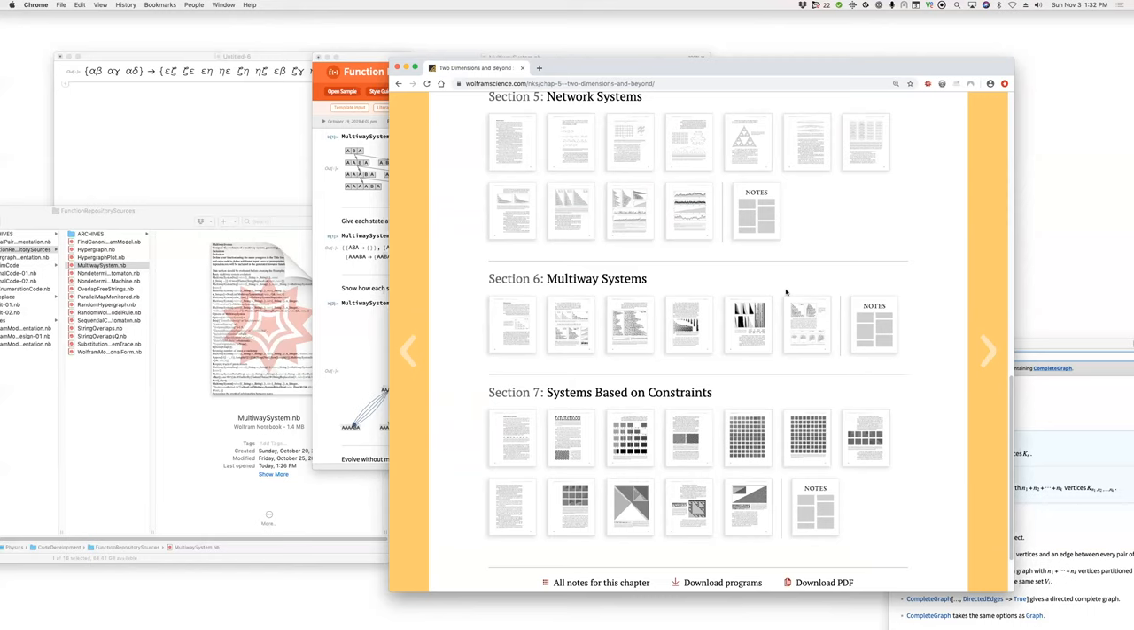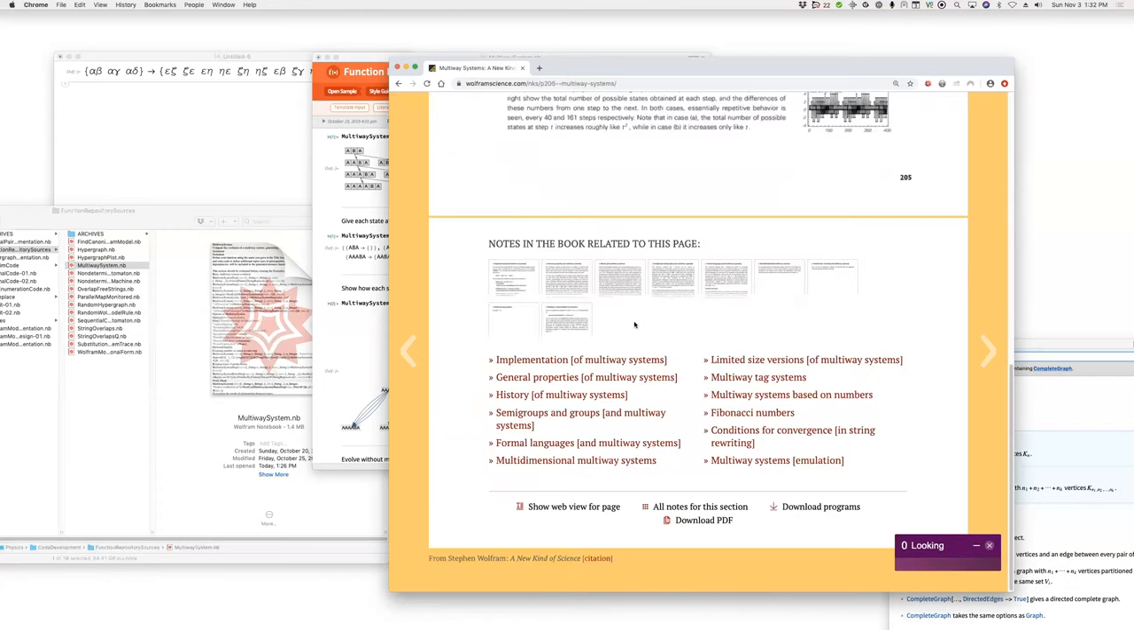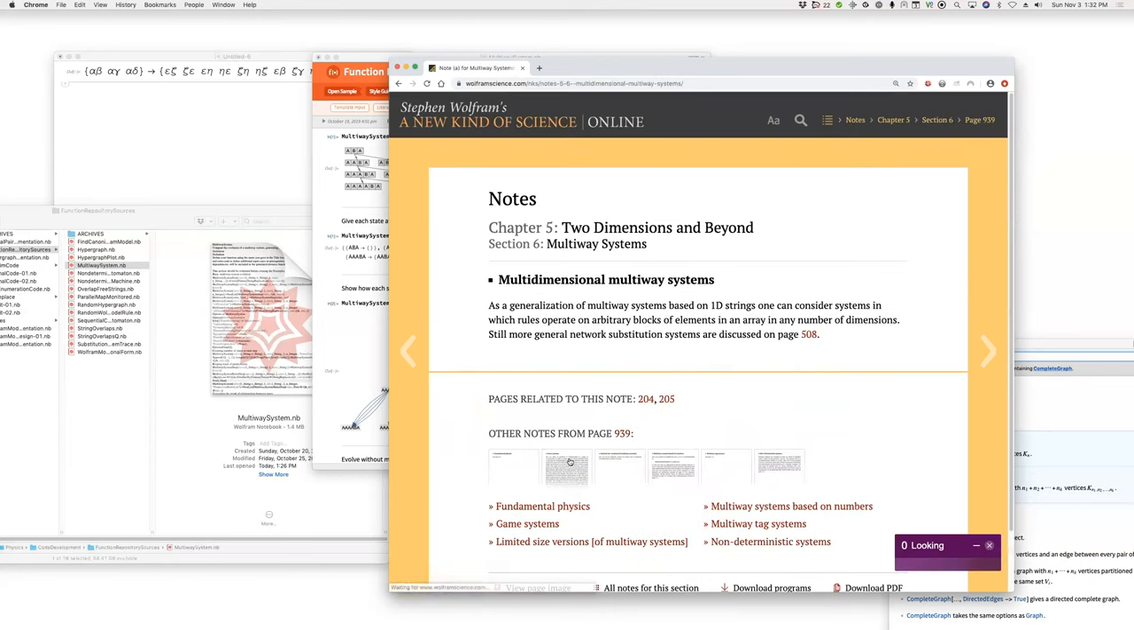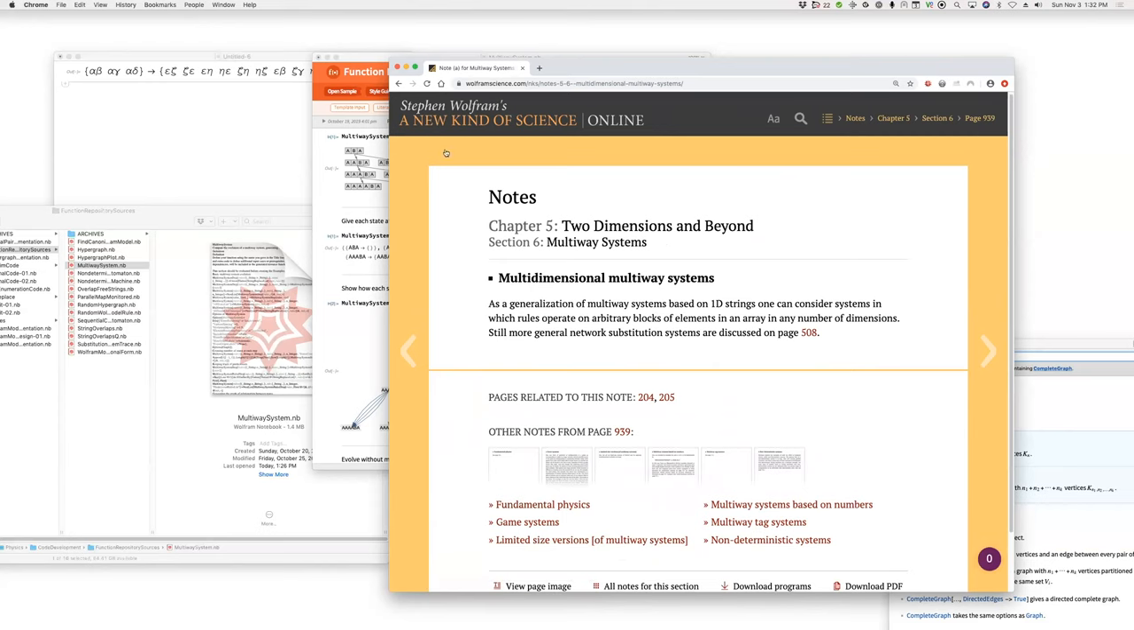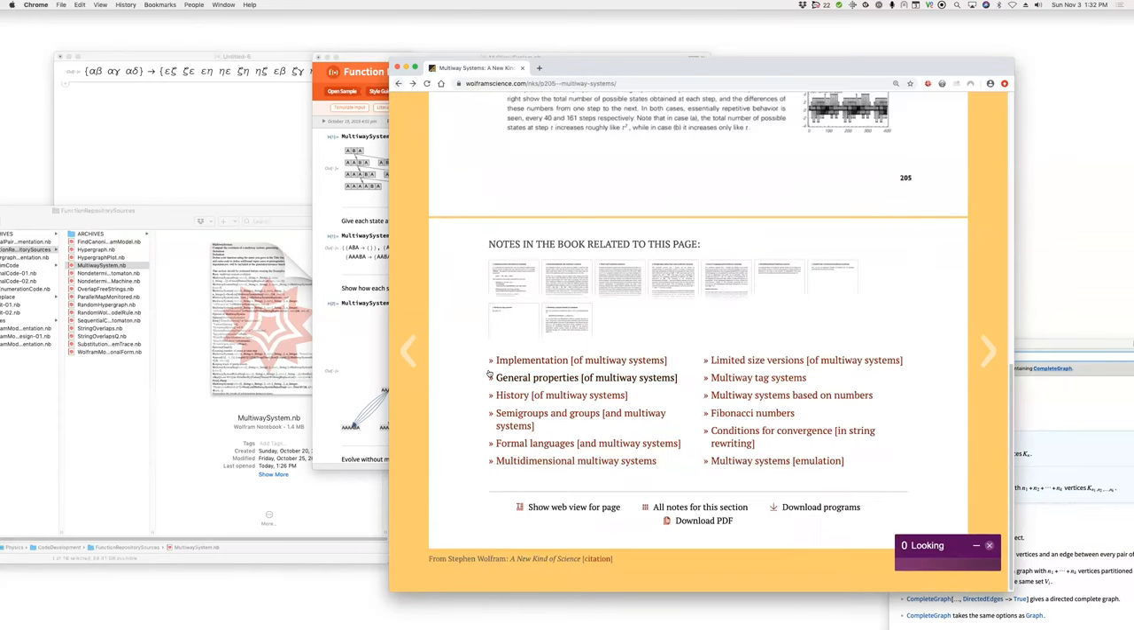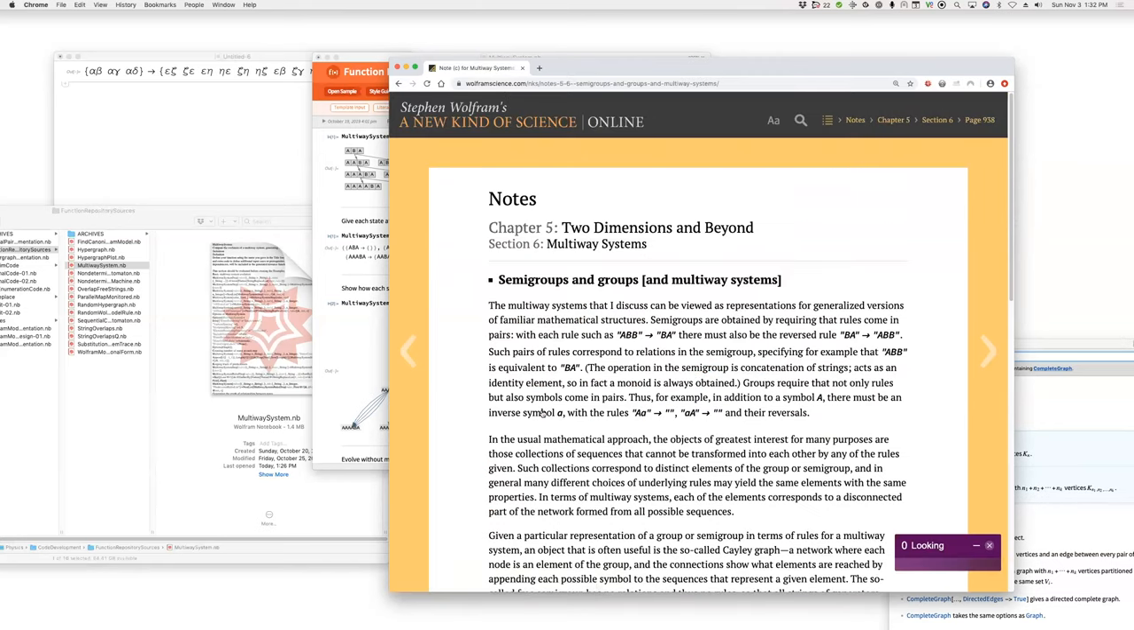Okay. Yes. I wonder whether I talk about this somehow here, because I think I did think about this. What the hell is a multidimensional multiway system? That's just pointing out that, yeah. Representations for generalized versions. Okay.